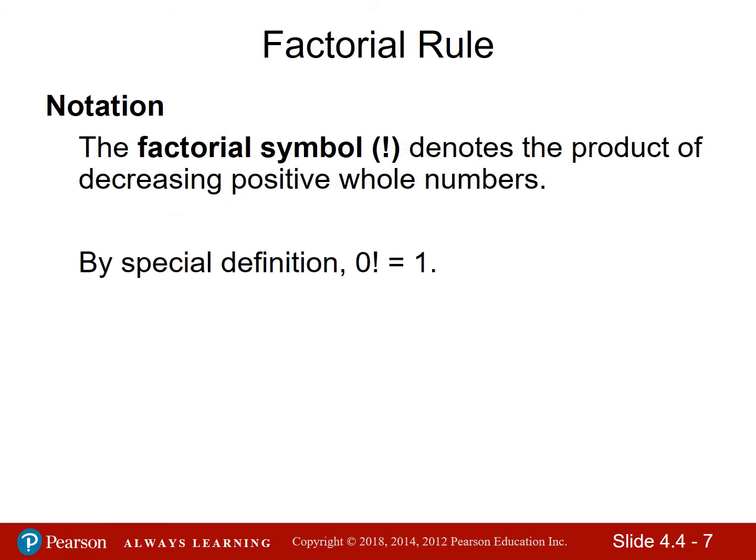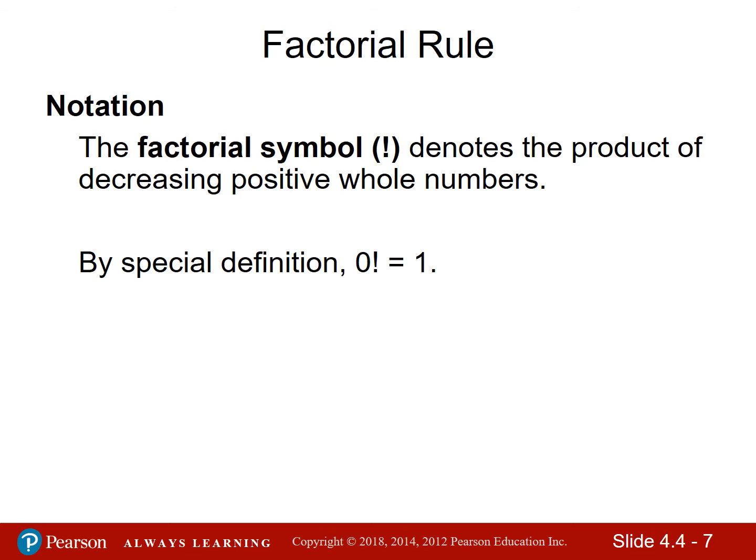So the factorial symbol is this, right? It denotes the product of decreasing positive whole numbers. When we say whole numbers, we are talking about 0, 1, 2, 3, and so on. No decimals, no negative numbers, all positive numbers, decreasing, so the numbers going down. For instance, factorial 9: you start from 9, and then 8 times 7 times 6 times 5 times 4 times 3 times 2 times 1, right? So that's factorial 9. Factorial 10 is 10 times 9 times 8 times 7, down to 1.